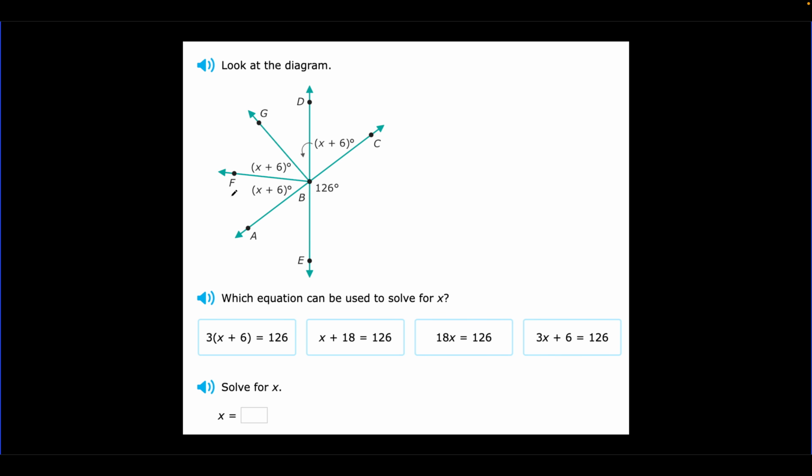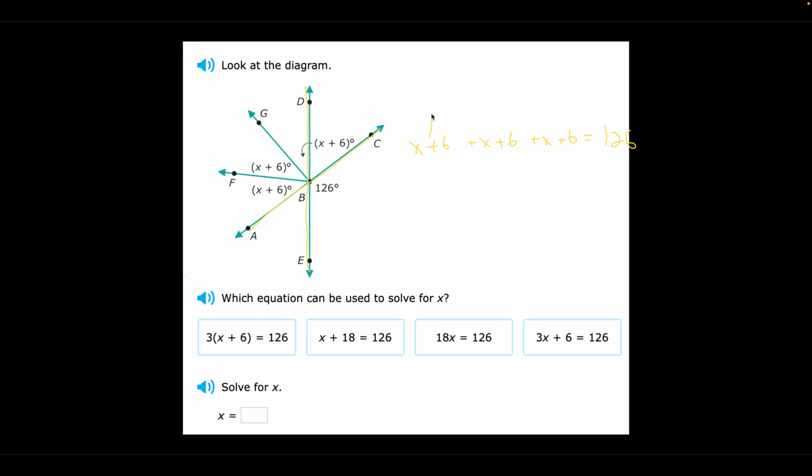Here we go. It says, look at the diagram, which equation can be used to solve for x? Well, what we need to be able to see here is that this and this are vertical angles. So that means that x plus 6 plus x plus 6 plus x plus 6 has to equal 126 degrees, right? These three angles added together have to equal the opposite side because vertical angles are congruent.